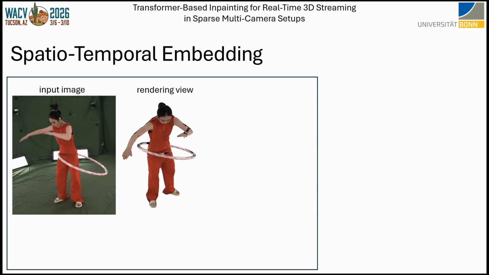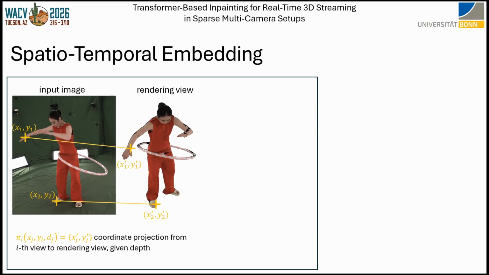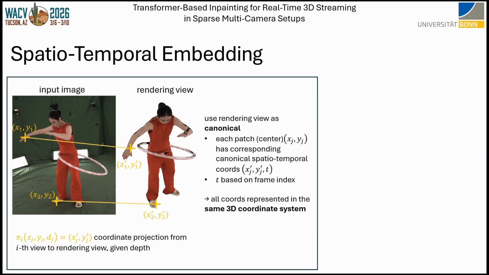To help the transformer understand their relationships, we project each patch into a shared coordinate system. Using camera parameters and depth information, we map the two-dimensional patch locations into the rendering view. Together with the time coordinate t, this gives every patch a position in a common three-dimensional spatio-temporal space.